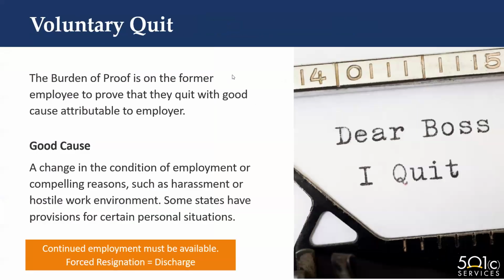Okay, so voluntary quits. These are a lot easier, guys. So burden of proof is going to be on the former employee. They've got to prove that they quit with good cause attributable to the employer. And then they also are going to have to show that they exhausted all reasonable options before making the decision to quit. So what are some things that could be good cause?